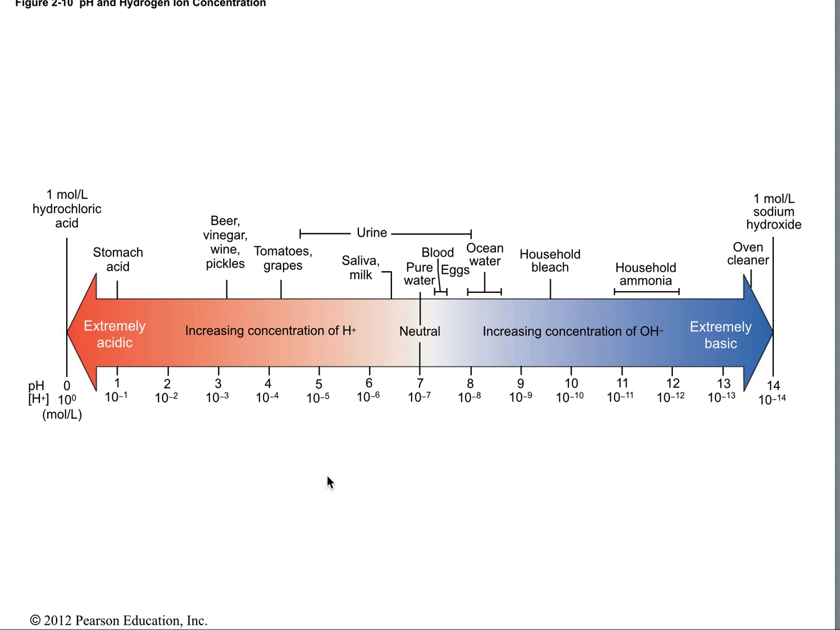pH scale, you guys can take a look at. It shows you the different concentrations. Stomach acid is about a 1. Anywhere from 1 to 3 is your stomach acid.